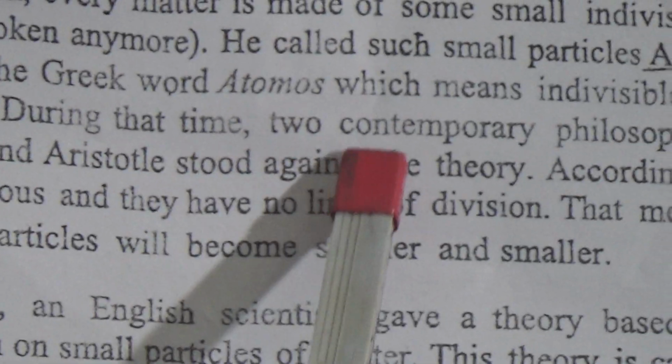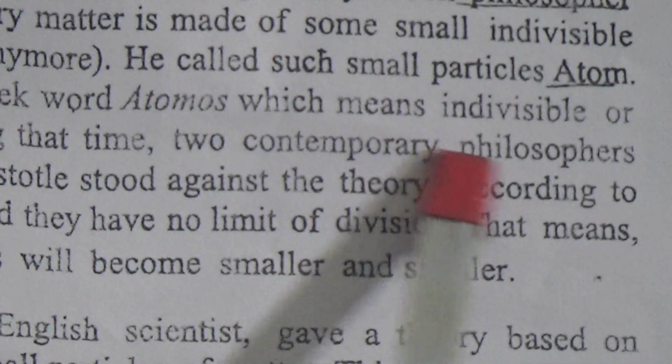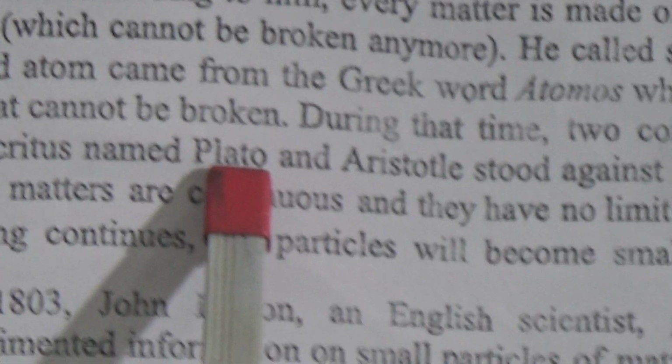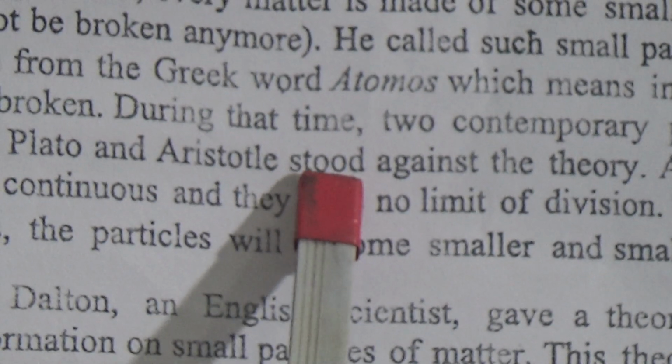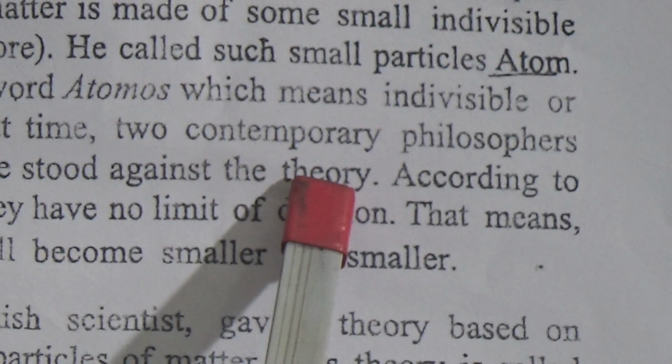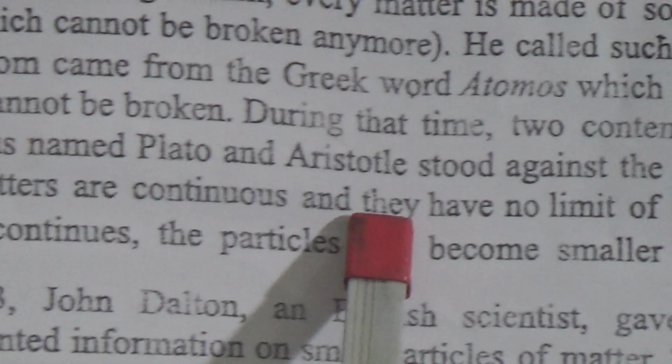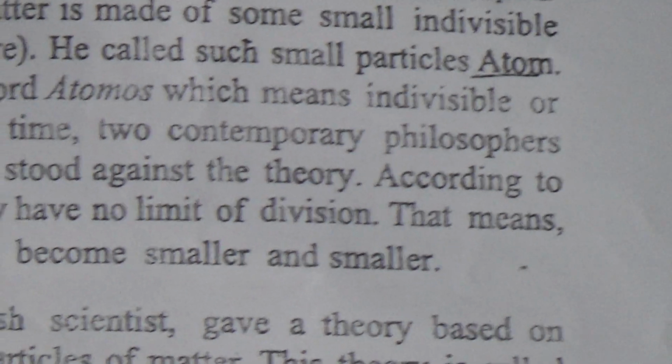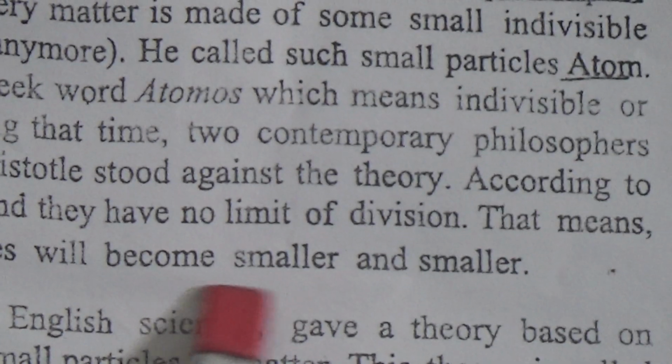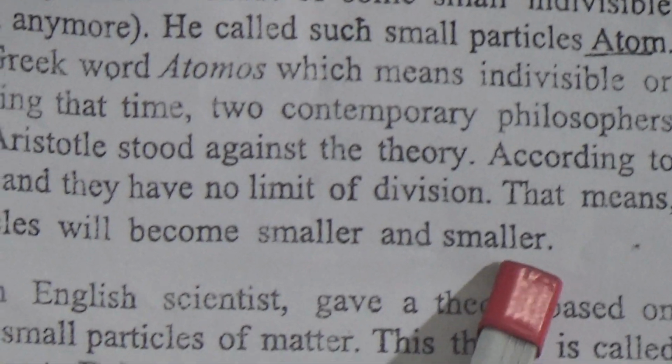During that time, two contemporary philosophers of Democritus named Plato and Aristotle stood against the theory. According to Aristotle, matter are continuous and they have no limit of division. That means if breaking continues, the particles will become smaller and smaller.